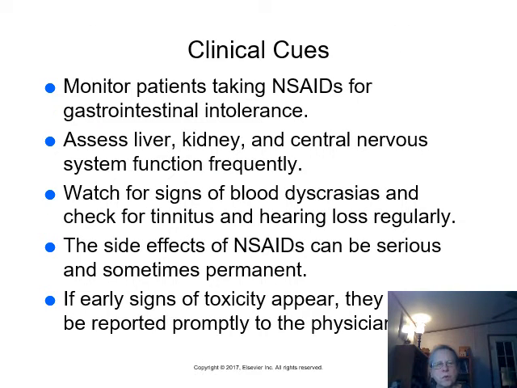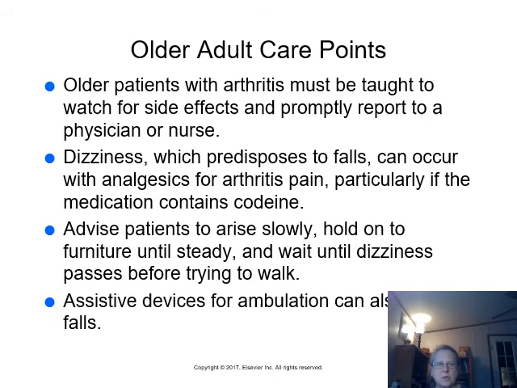Some of the clinical clues: monitor the pain, and for patients taking NSAIDs, watch for GI problems. Assess liver, kidney, and central nervous system function, because these medications can have an impact. For the liver, we watch the liver enzymes; for the kidneys, labs like BUN and creatinine. Watch for signs of blood dyscrasia, which means looking at white blood cells, red blood cells, and platelets, and for signs of toxicity. Some of these medications can be detrimental to the patient.